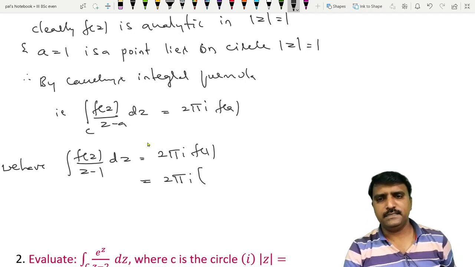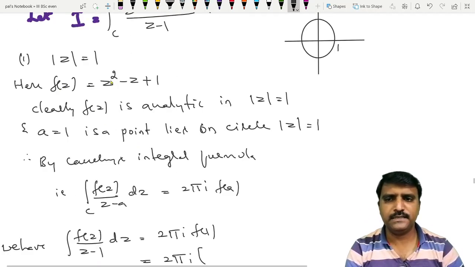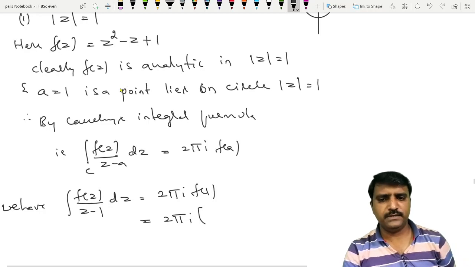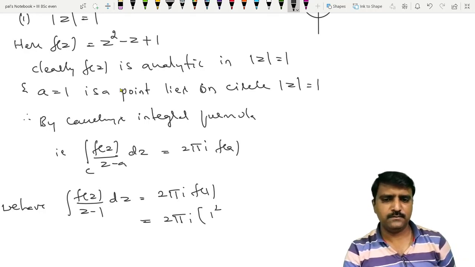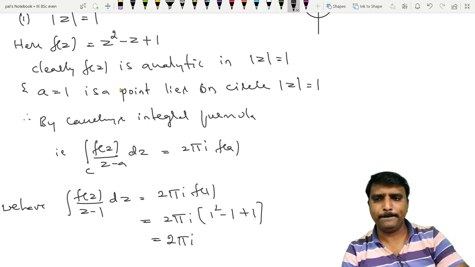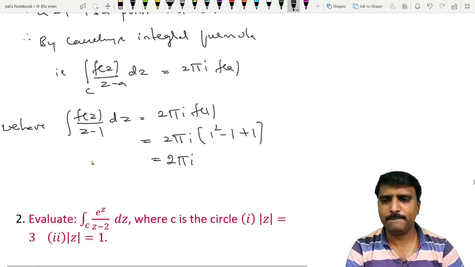What is f(z)? By using f(z) you find f(1). If you want to find f(1), put z = 1 here. That is 1² − 1 + 1, so this value becomes 1, which is equal to 2πi. So, clear.